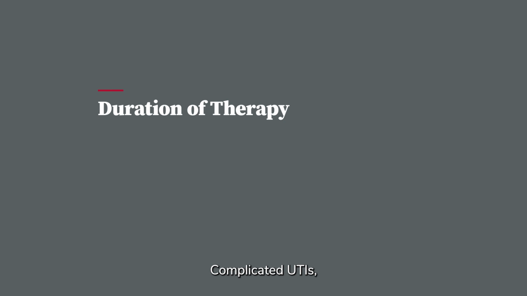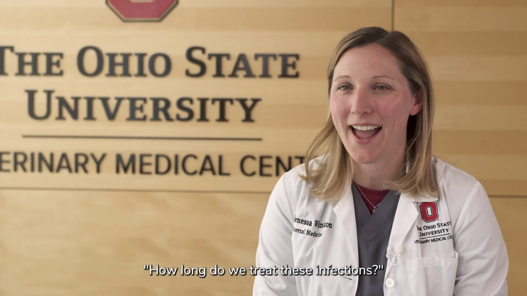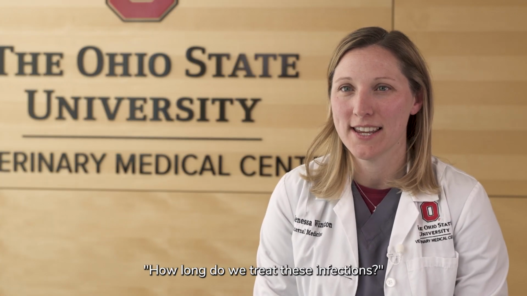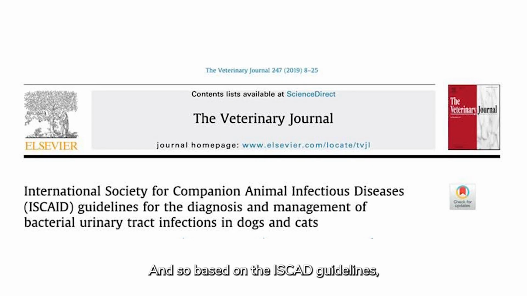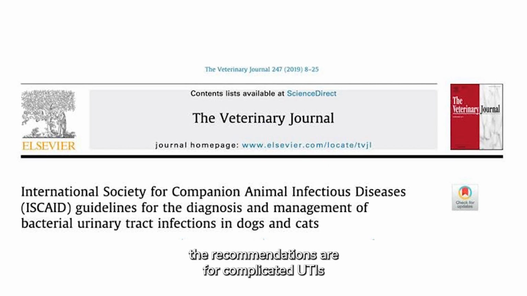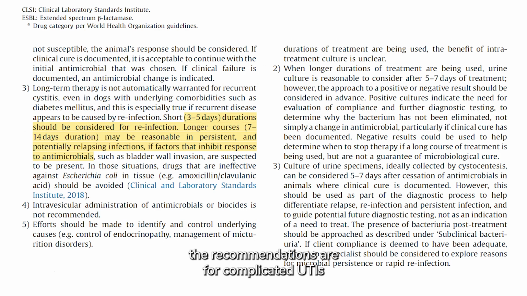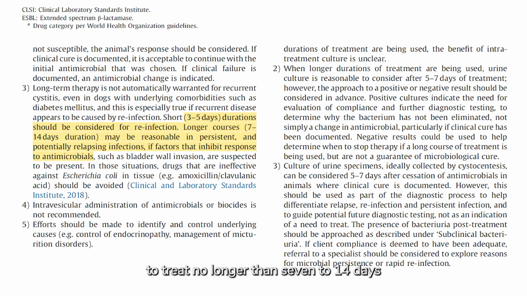Complicated UTIs, another question that we get commonly is, how long do we treat these infections? And when I went to vet school, I was taught that we needed to treat complicated UTI cases for up to 4 weeks of antimicrobial therapy. And the truth is, we don't have evidence to support that recommendation. And so based on the ISCAID guidelines, the recommendations are for complicated UTIs to treat no longer than 7 to 14 days with antimicrobials.